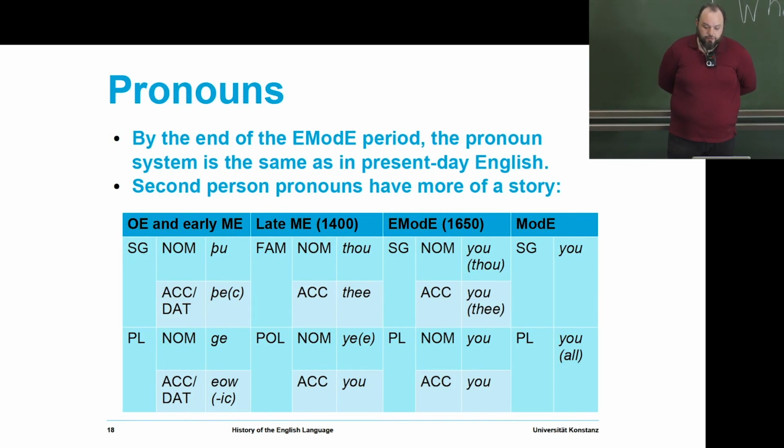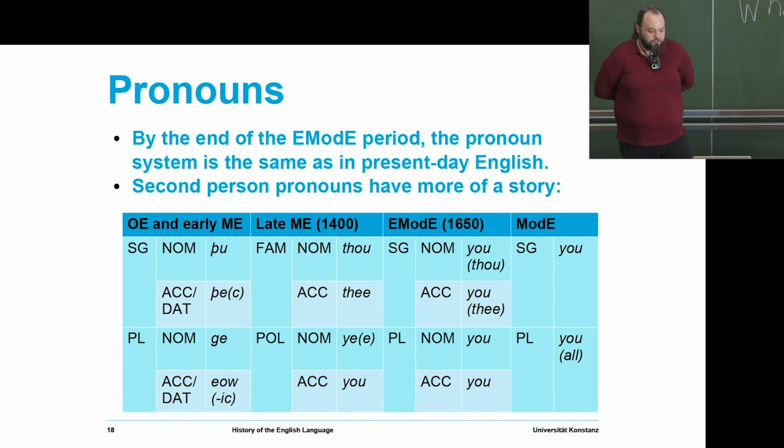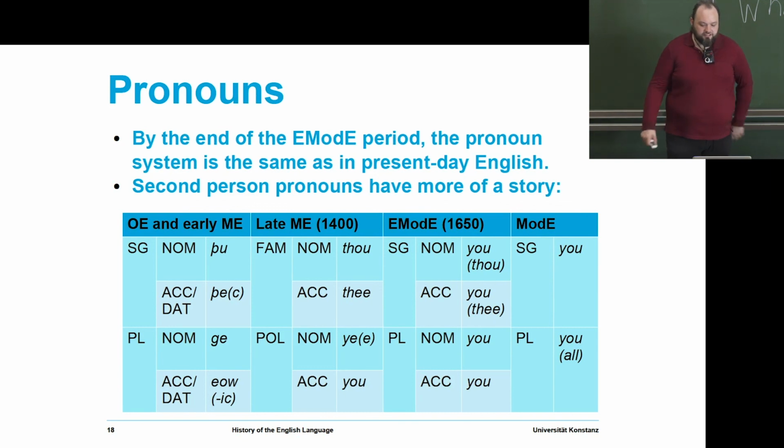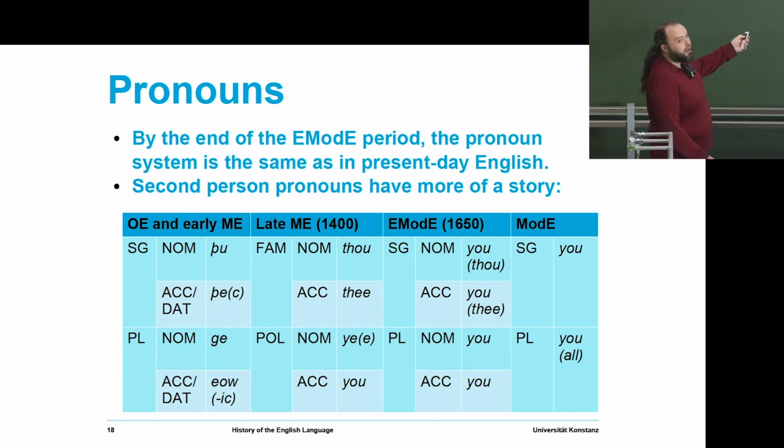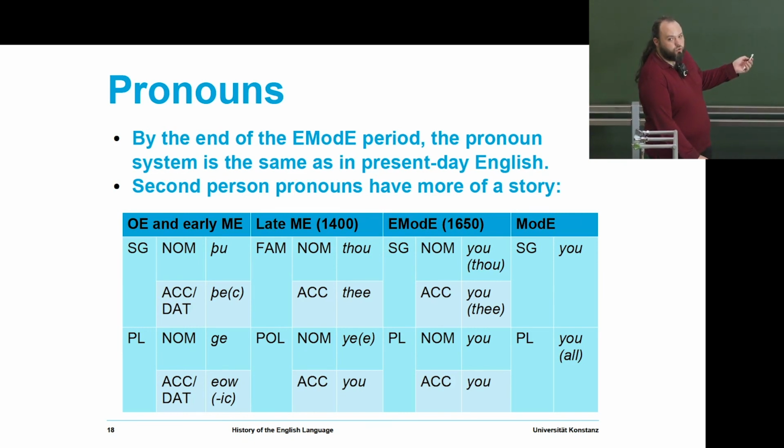The second person pronouns are a bit more interesting in terms of their story. I've addressed some of this development already. In late Middle English and also even at the time of Shakespeare, we have a distinction between a familiar pronoun, thou and thee, or as they would have been pronounced then, thou and thee, and a polite form, ye and you.